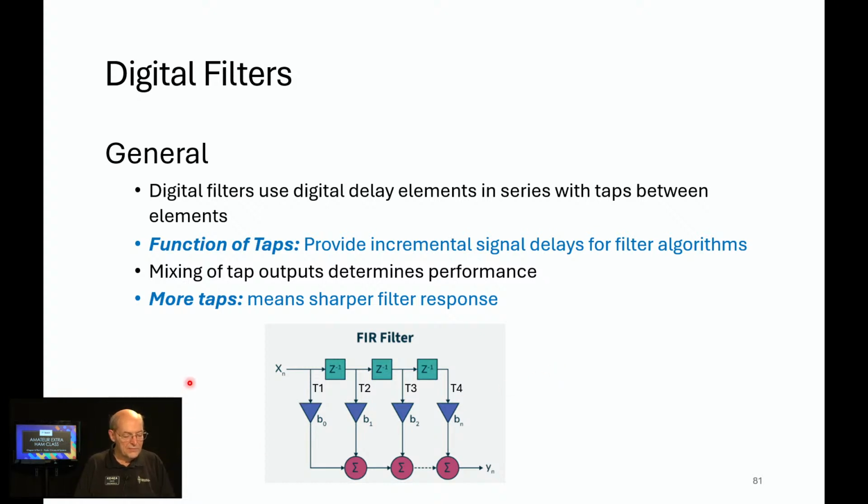So the mixing of tap outputs determines the performance, and if you want sharper signal response, more taps. So you get better selectivity going from 1 to 2, even more with 3. The only slight downside, well, it could be more than slight, with digital filters is you wind up with some delays, some timing errors that can creep in.